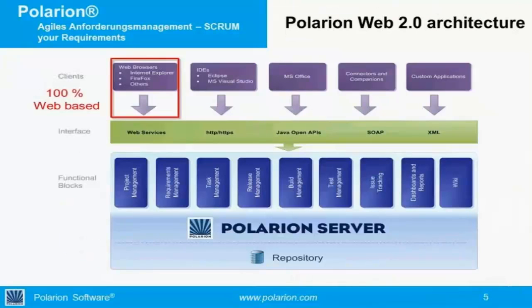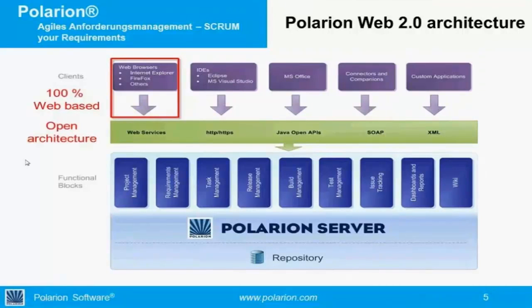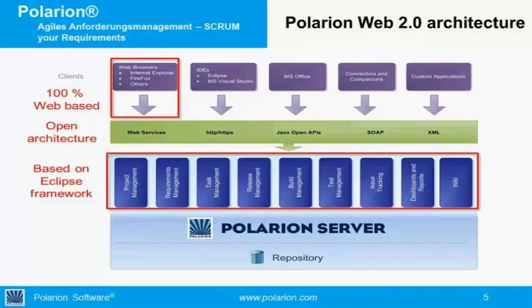Then Polarion is 100% web-based, so you only need a web browser, and you don't need to install anything on your client. You need Firefox or Internet Explorer. Another thing is Polarion has an open architecture, so you can easily add extensions to Polarion. You can use web services. We've got an open API, and Polarion is XML-based. And we cover, with this Eclipse framework, a lot of options. You can use project management, you can cover requirement management, task management, release management, build management, and so on.